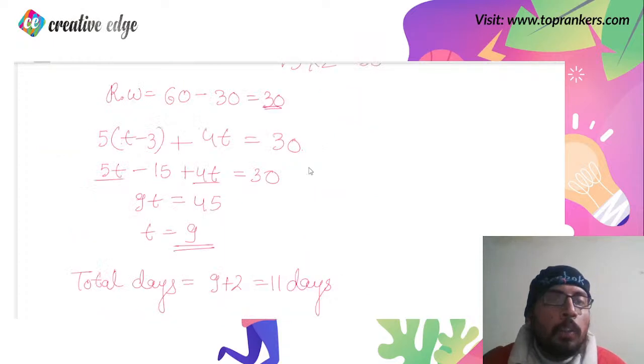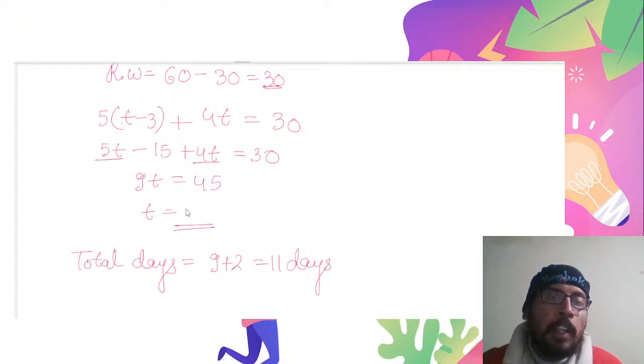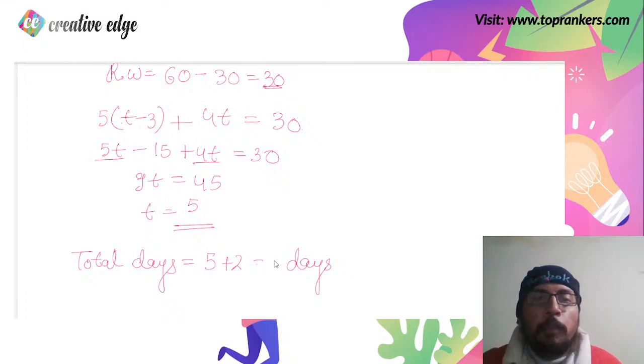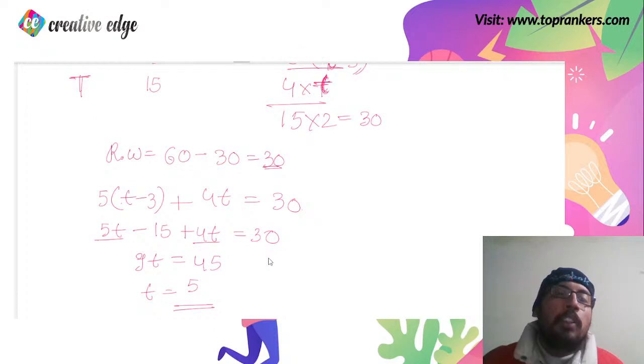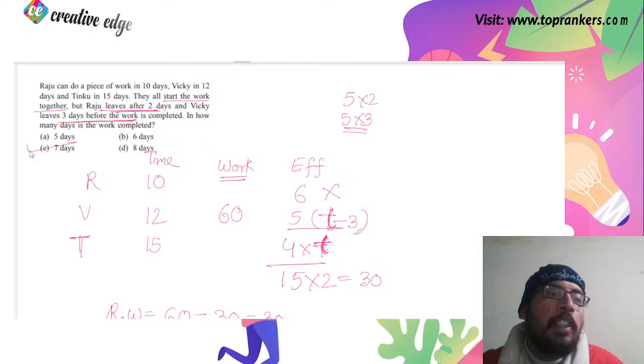Let me tell you, I have done one silly mistake here. This should be 45 by 9, that is 5. So this is 5 plus 2, 7. 11 is not the right answer. 7 is the right answer. So we were asked in how many days the work is completed. The work is completed in 7 days.